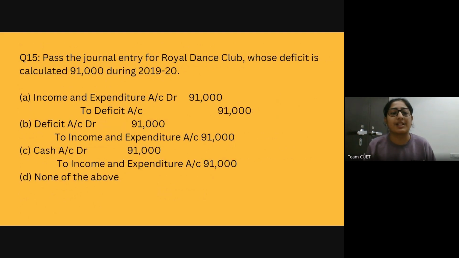Moving further, question number 15. Pass the journal entry for Royal Dance Club, whose deficit is calculated as 91,000 during 2019-20. We are well aware that a deficit is shown in which account? The income and expenditure account. What will be the journal entry for this? So the answer to this question is B, that is deficit account debit to income and expenditure account.